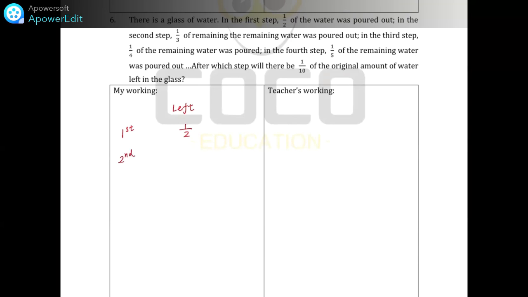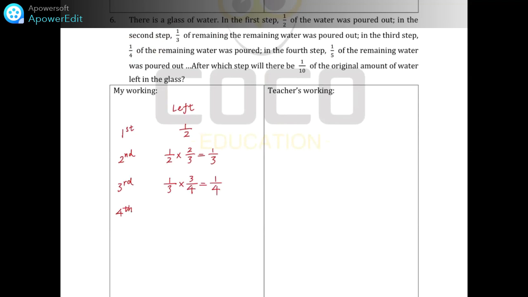Now, second step, 1/3 of the remaining will pour out. So we have 2/3 of the remaining left. That's half times 2/3, so there is 1/3 left. Next step, 1/4 of the remaining is removed. So we have 3/4 of the remaining left. From the previous step, it is 1/3 of the total. So 1/3 times 3/4 equals 1/4.